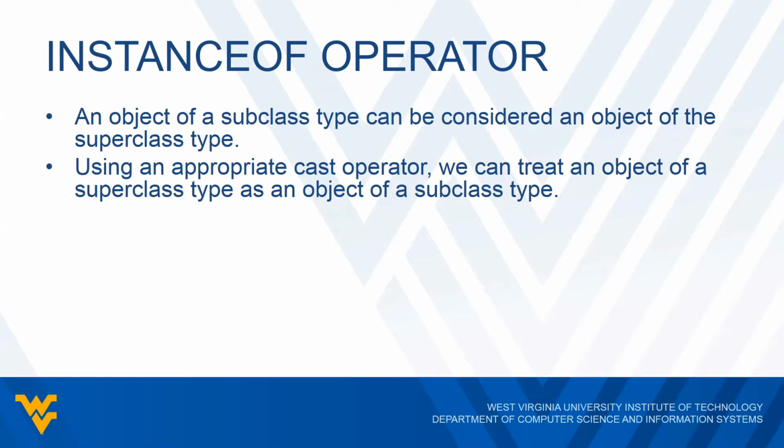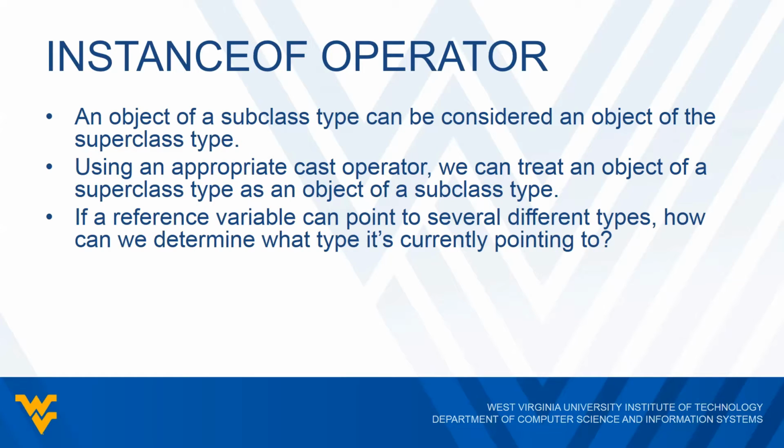But here's a question you might be asking. This may be really confusing because we have a reference variable that can point to several different types. So at any given point in the program, how do we know what type it's currently pointing to? If I just pick a random spot in my code, does that reference variable point to an object of the superclass, or does it point to an object of the subclass? We need a way to take care of that. And fortunately, we do have a way to do it.